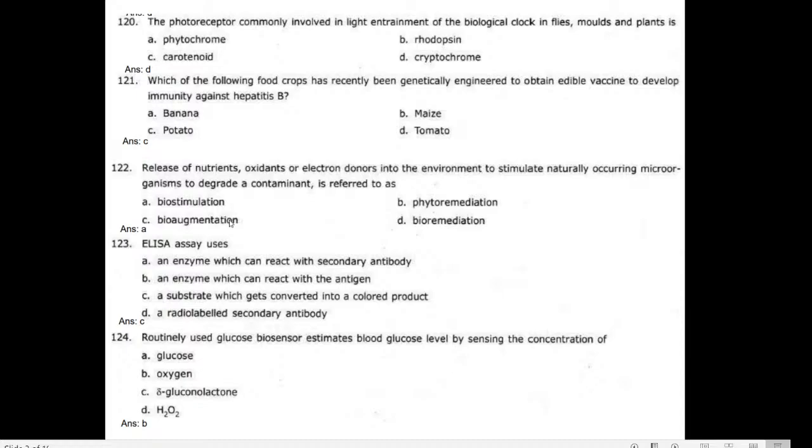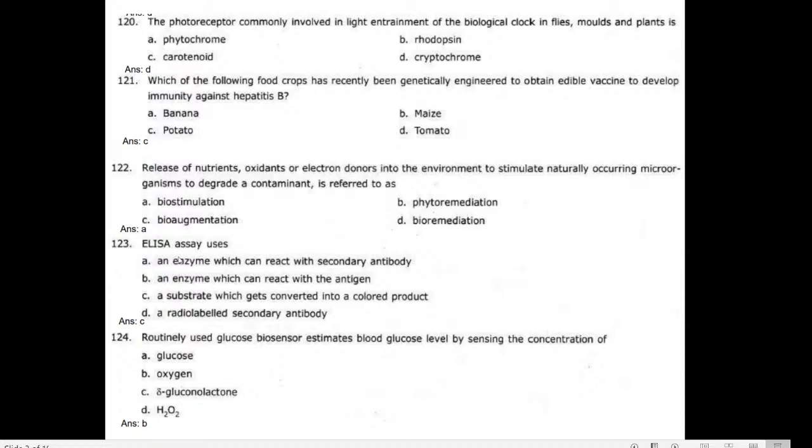Okay, the next is a very direct question: the ELISA reader. The ELISA assay uses... ELISA is a very familiar and widely used method in industry and the medical field. It uses a substrate which gets converted into a colored product. The colored product formation helps to understand the amount of reaction that happened. That reaction is measured based on color intensity. The color intensity helps us understand that this much substrate was converted, so the protein is in active form. So ELISA uses a substrate which gets converted into a colored product.